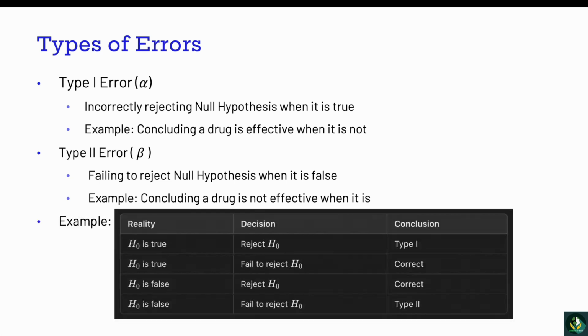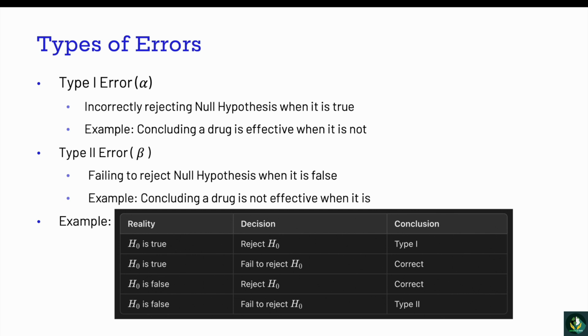Let's look at some of the examples in a tabular format. We have reality on the left side, decision in the middle, and conclusion at the end. Now, the null hypothesis is true for the first case. We reject the null hypothesis, and it's a type 1 error because the null hypothesis is true, but we are rejecting it. Next one is null hypothesis is true, and we fail to reject the null hypothesis, which is correct. All good in this case.